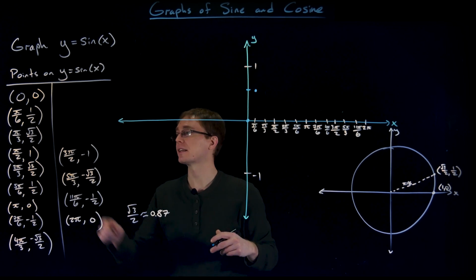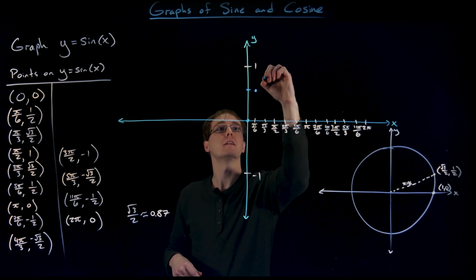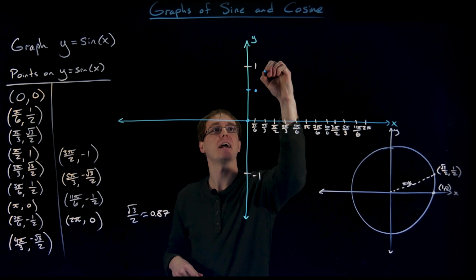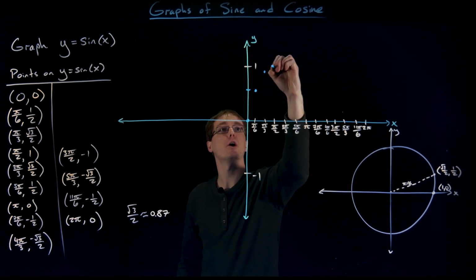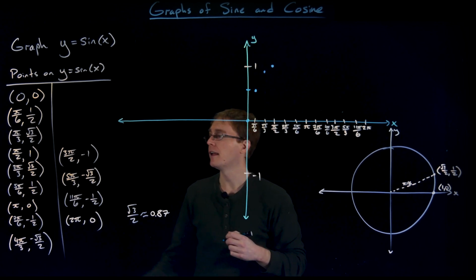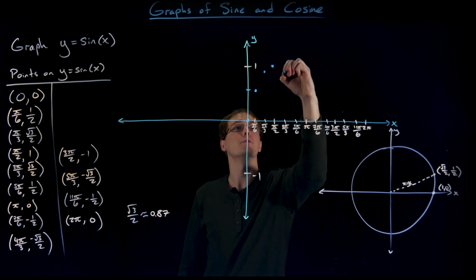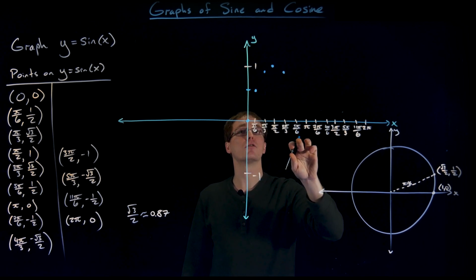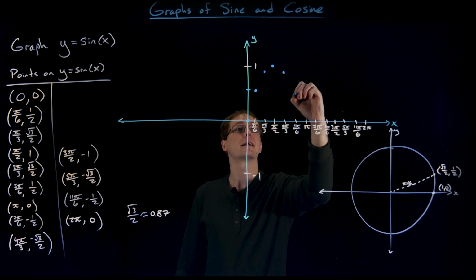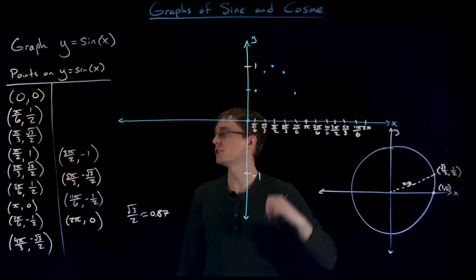At pi over 3, we're at the square root of 3 over 2, or about 0.87. That's about 0.75, so that'll just be a little bit higher at right about there. At pi over 2, we reach the maximum value of our sine function at +1. And at 2 pi over 3, we start descending and coming back down. We'll go through the square root of 3 over 2 at 2 pi over 3, or approximately 0.87. At 5 pi over 6, we are back down to 1/2. At pi, we will return to 0.